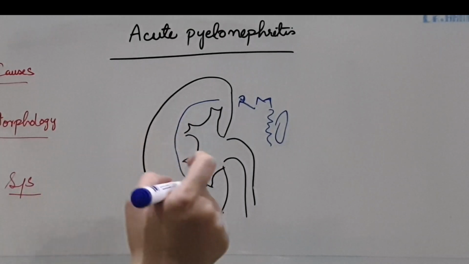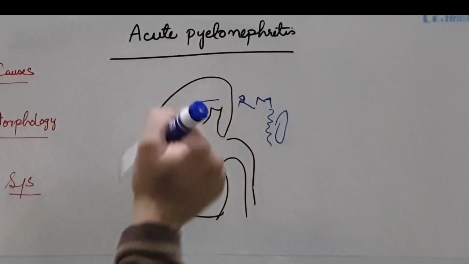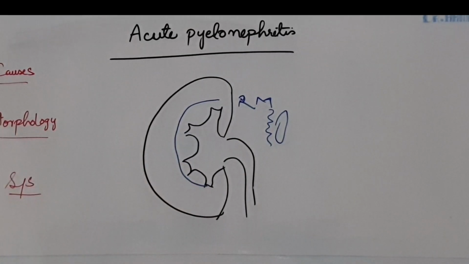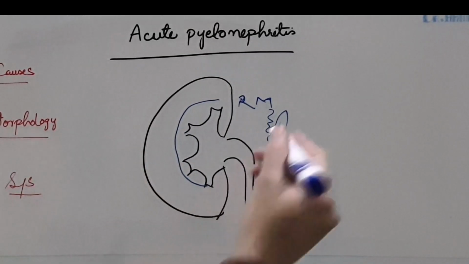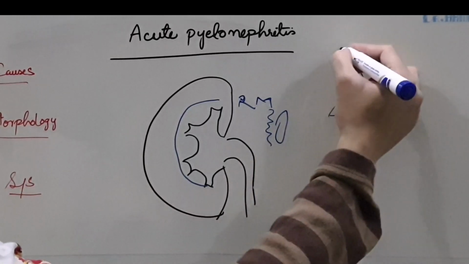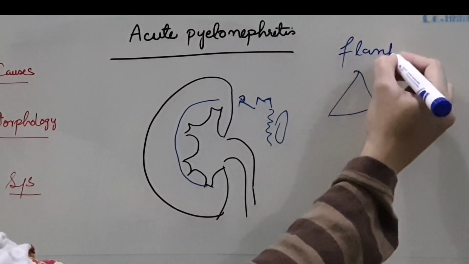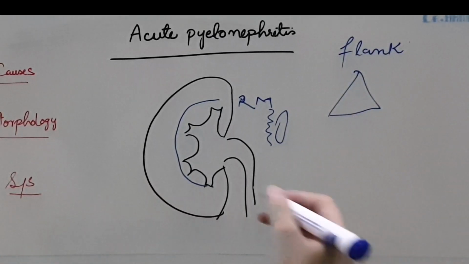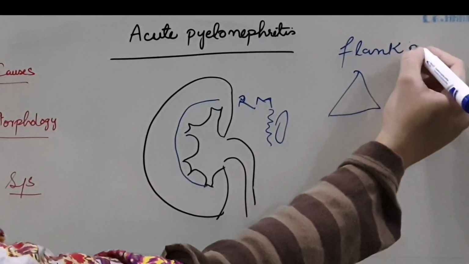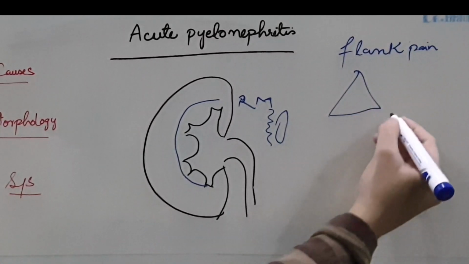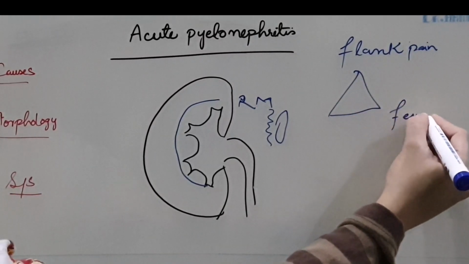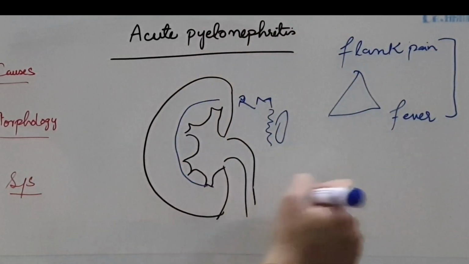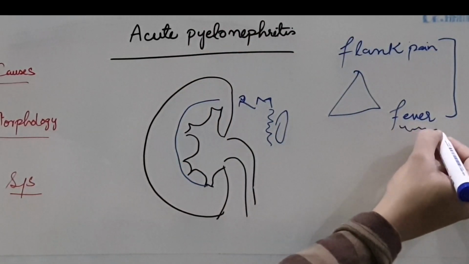So why does acute pyelonephritis happen? How can a patient present to you? So the patient will come with a triad of flank pain, which is a very vague symptom, and it can occur in renal stones, tumor, and multiple disorders. So flank pain, then second, fever. Combination of these two is very important to suspect acute pyelonephritis, because fever is a symptom which shows infection.